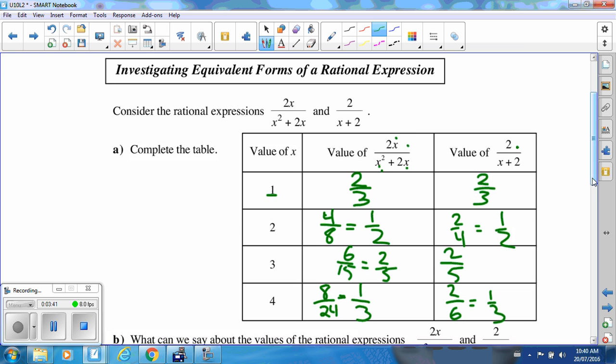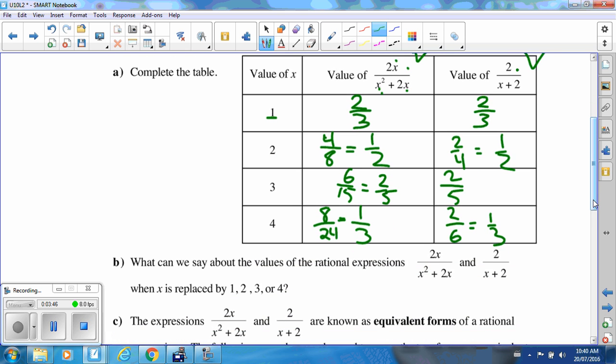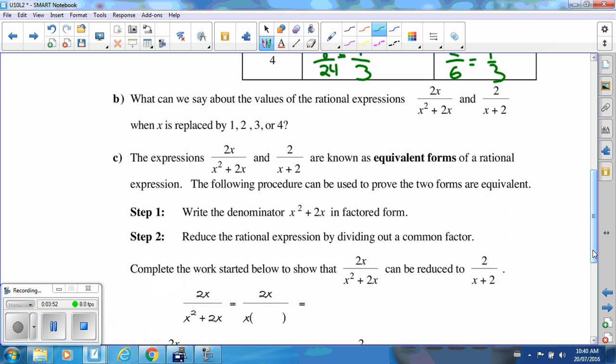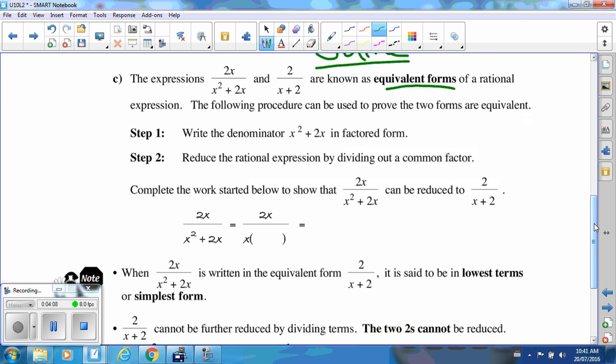Because what we can see is that all of these are exactly the same at all the values we tried. Doesn't mean they'll be the same at all the other values, just the values that we tried. So when x is replaced by 1, 2, 3, or 4, these things are exactly the same, which means they're what we call equivalent forms. They're not equal to each other, but they are equivalent forms. If we were to see how they could be equivalent forms, in my 2x one, I could factor out my common factor and then have x plus 2. And now I can see that the x here and the x here can cancel off, so that just becomes 2 over x plus 2.